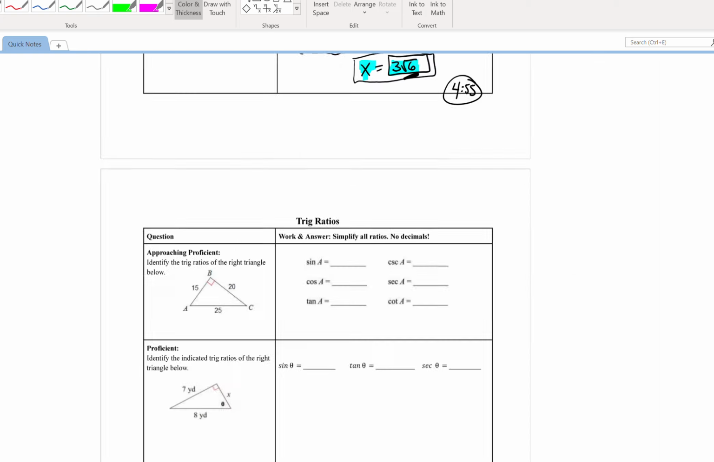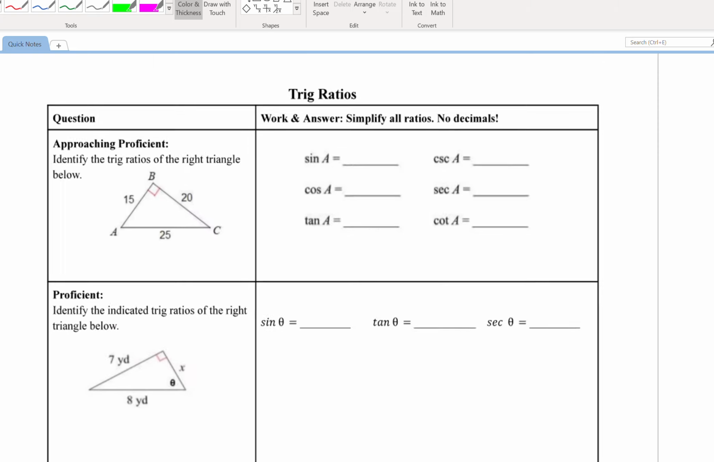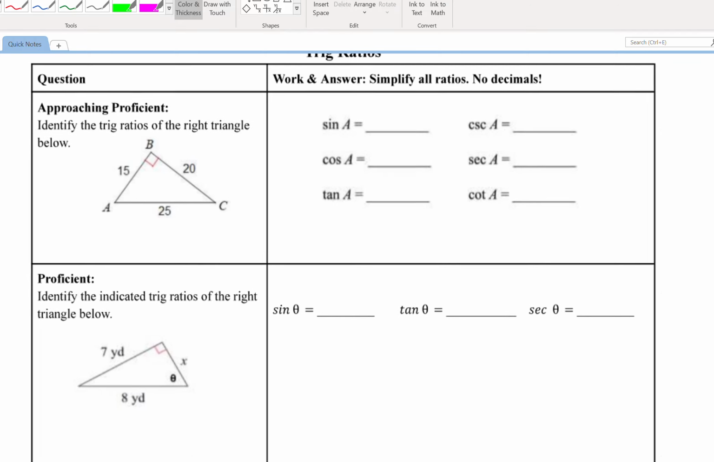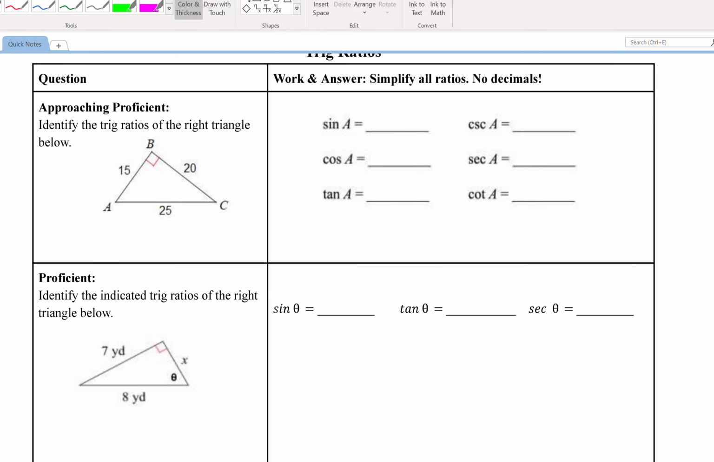Hello, welcome. This video is about the trig ratios, and I'm going to do a couple different levels here. I'm going to do approaching proficient and proficient here in this video.